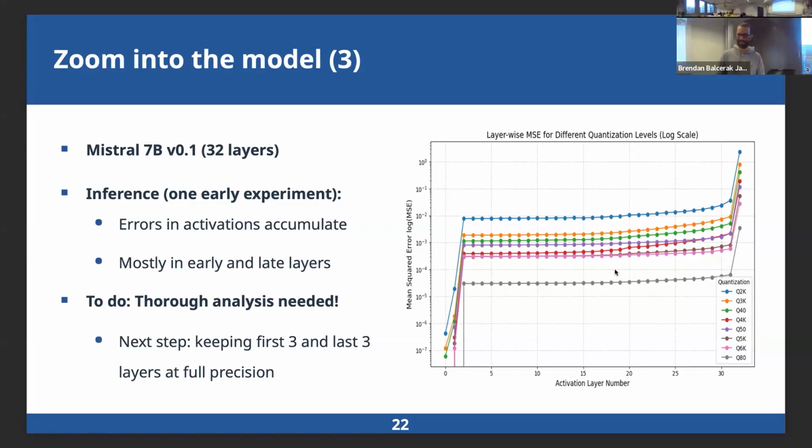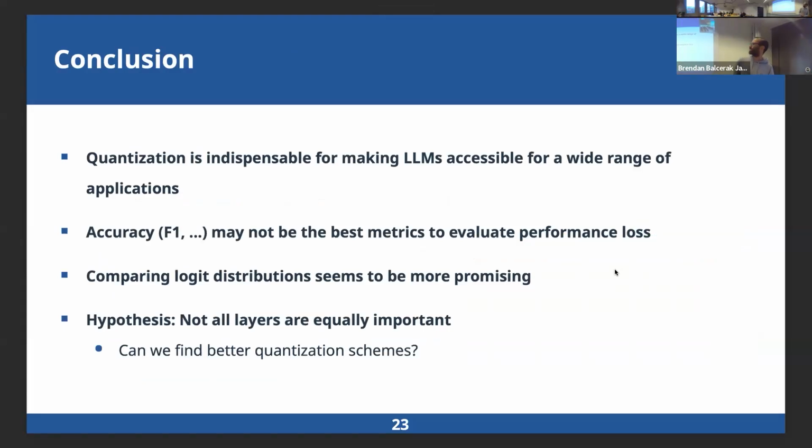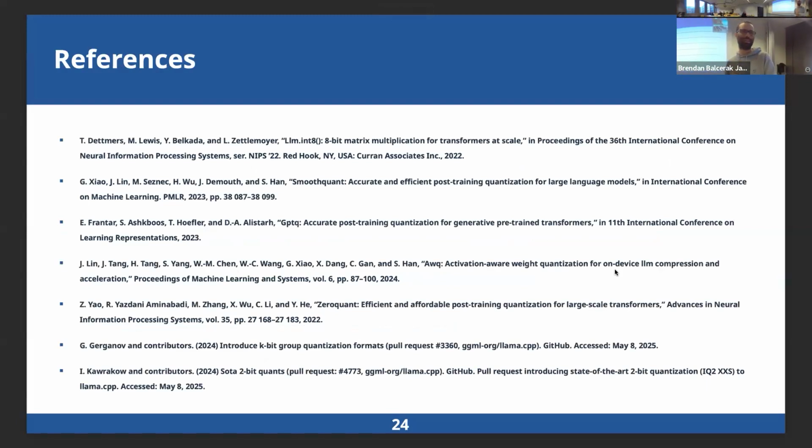So the conclusion so far is, if we want to run the models on our consumer hardware, from the technical point of view, we need quantization at the moment. Maybe accuracy, F1 score and precision are not the best metrics to address performance loss, but having a look at the logit distributions might give us an advantage or more information. And we now have the hypothesis that not all layers are equally important in a model. Can we use this information to find better quantization schemes to improve the overall quantization process? In case you want to read more about that topic, here are some references. Thank you very much. And are there any questions?